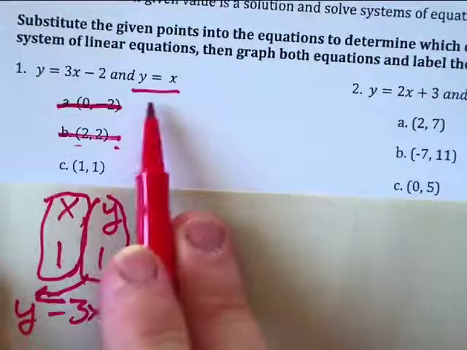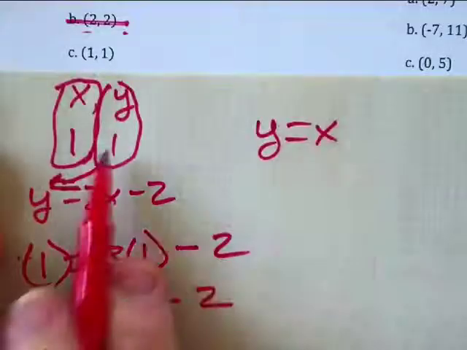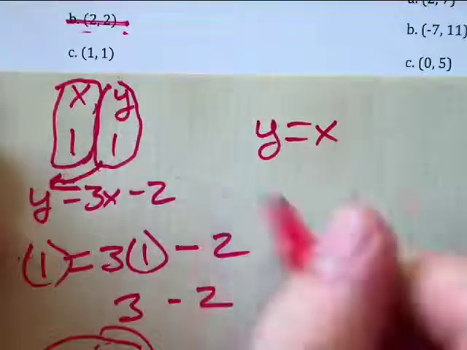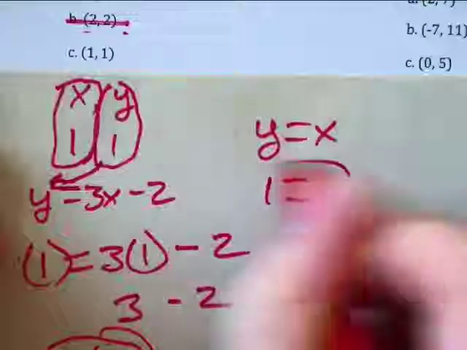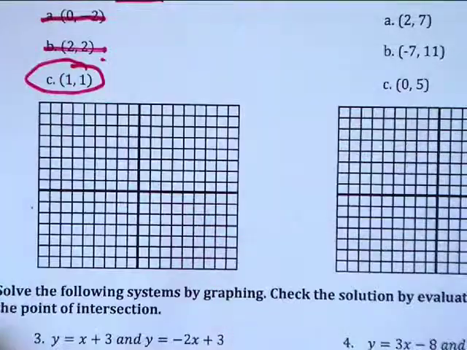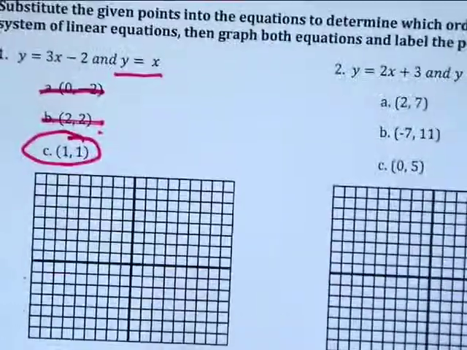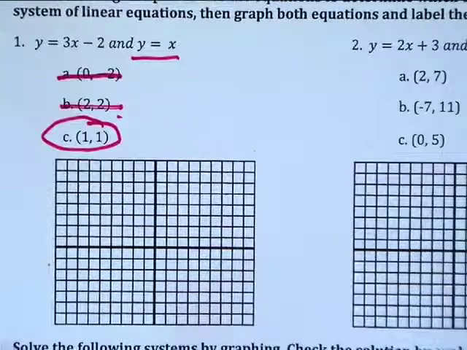So there's the first part, but don't forget we have that second equation, y equals x. Well, we have y is 1, x is 1. Does 1 equal 1? The answer is yes, it does. So we see that the answer to this equation is going to be C. Now let's go ahead and graph it and see what we get. Make sure it matches up.